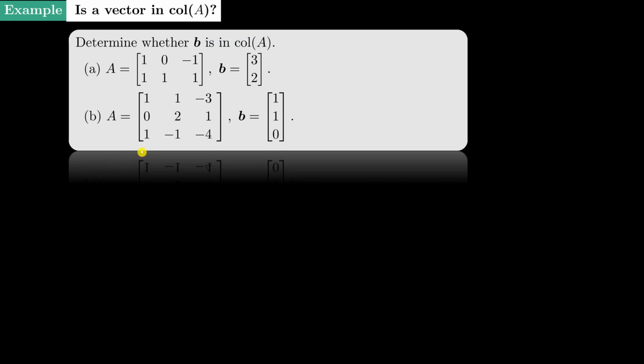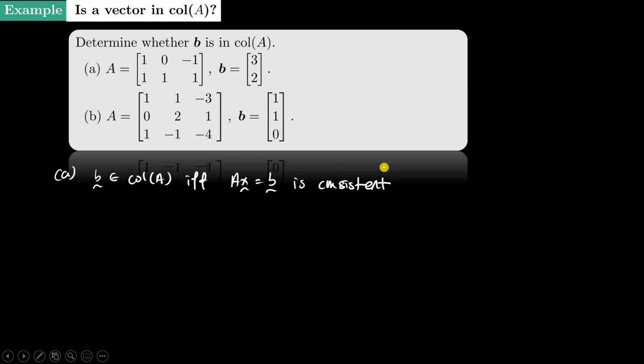Now let's take a look at this question. Determine whether b is in the column space of A, where A is this 2 by 3 matrix and b is a 2 by 1 vector. So for part a, remember that b is in the column space of A if and only if Ax equal to b is consistent. So in this case, we just have to find out whether or not the linear system is consistent by looking at the augmented matrix.